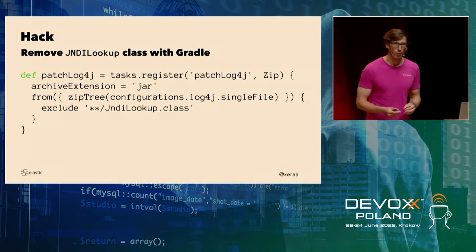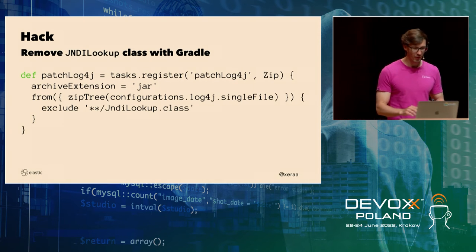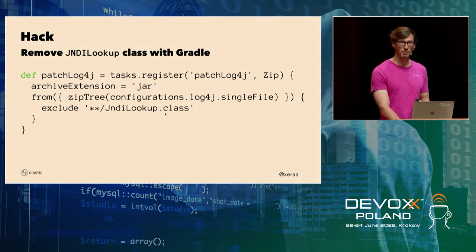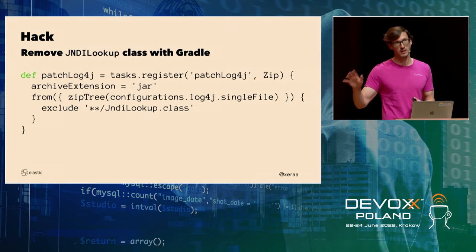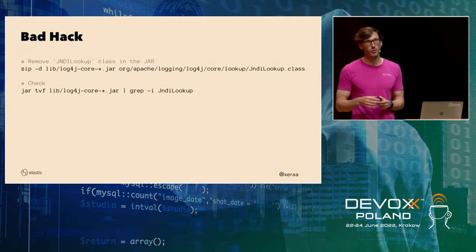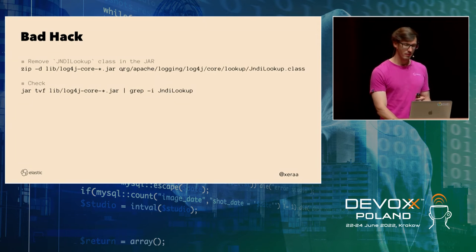The other thing we are doing in the build now, we are using Gradle. What we are doing here is we are actually patching the Log4j library, and we are just excluding the JNDI lookup class from the build. So this is how we remove that entire attack vector in Elasticsearch. You can also do that on the command line. If you have a very old version where there are no more updates, you could just hack that together with a command like that, and then you can verify it by searching for JNDI lookups, and if they are not there, you're good.